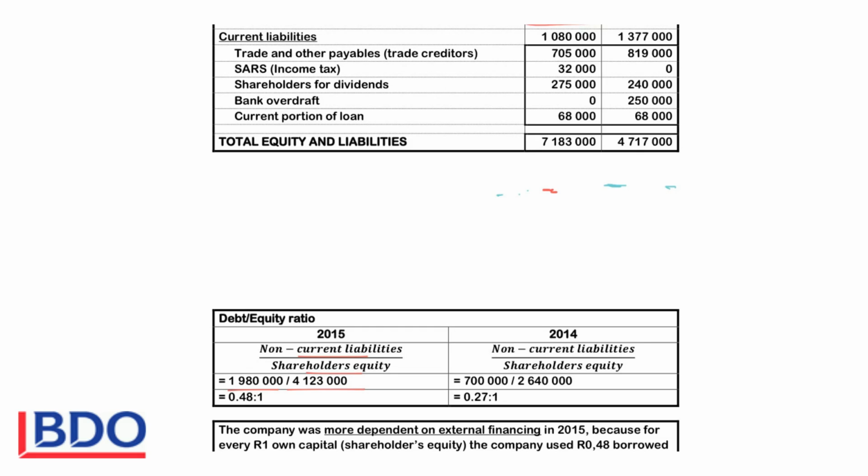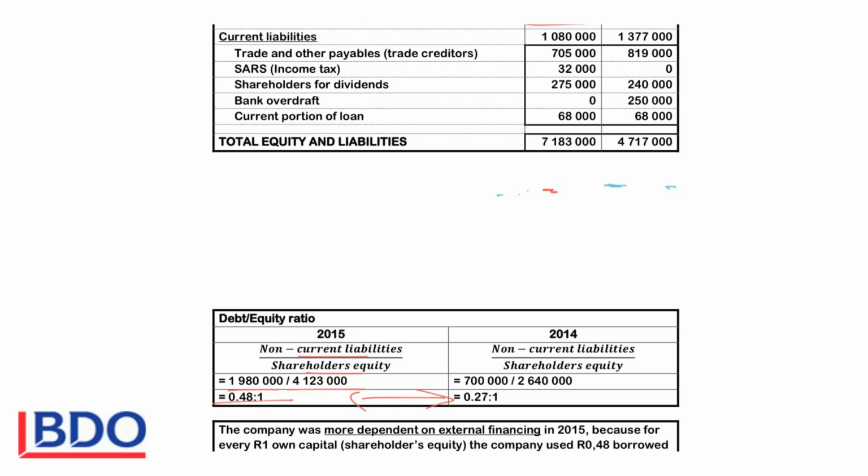So for every R1 equity in the business that the owners provided as capital, they borrowed 27 cents from financial institutions to obtain loans. In 2015, it is 0.48 to 1, so that means they owe 48 cents for each R1 that the shareholders provided. If we look at these two figures, we can see that in the previous year we owed 27 cents for a rand. Now we owe 48 cents for a rand.